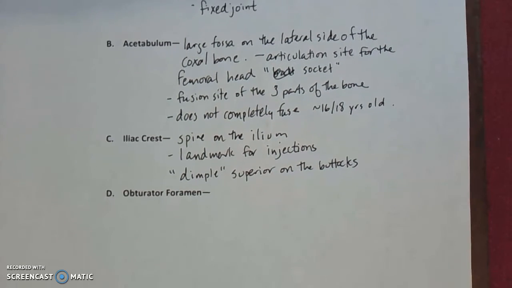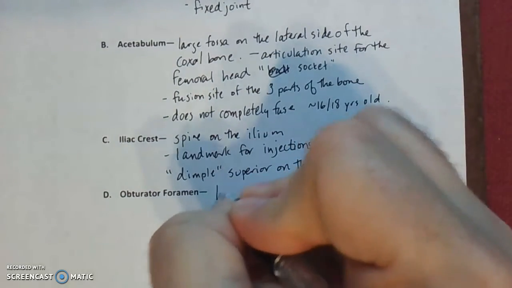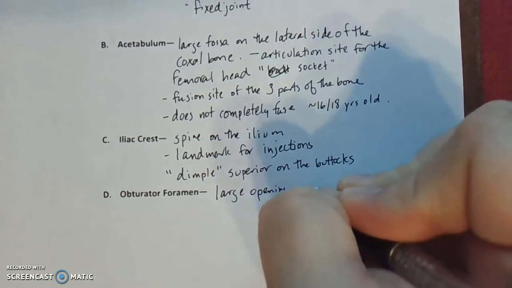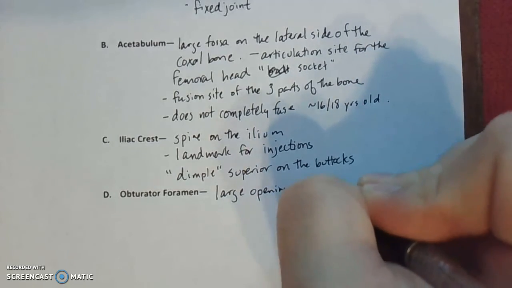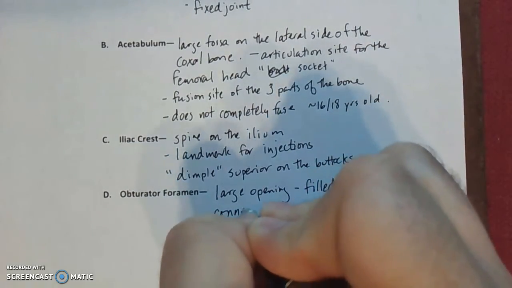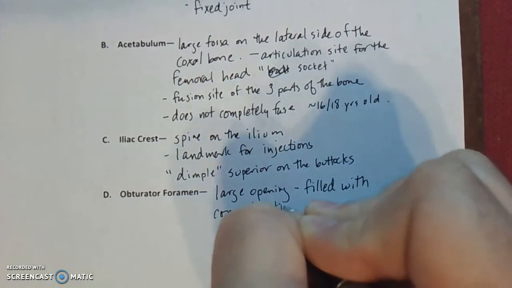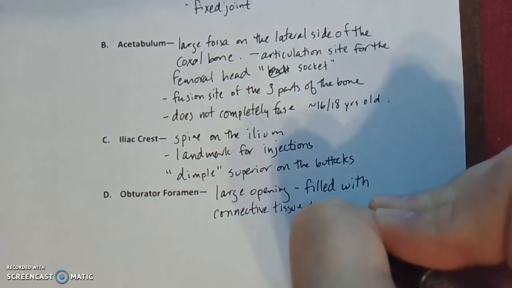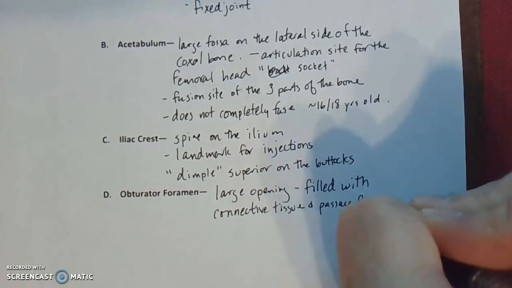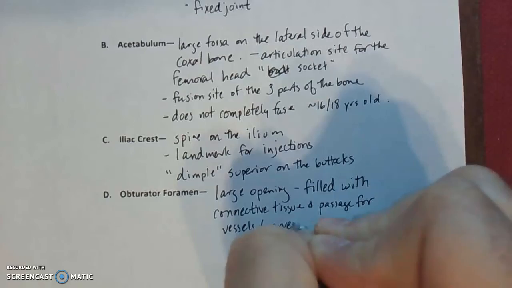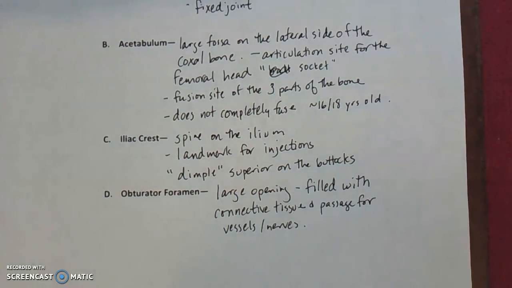The obturator foramen is the large opening, and it is actually filled with connective tissue and is a passageway for vessels and nerves. So we'll mark these on the diagram in the next video.